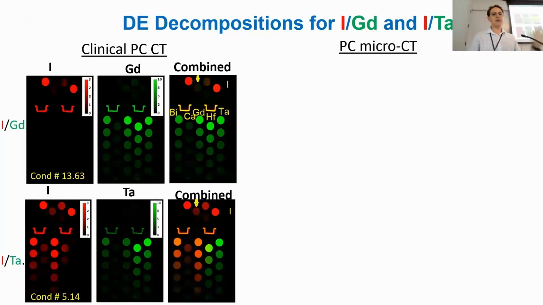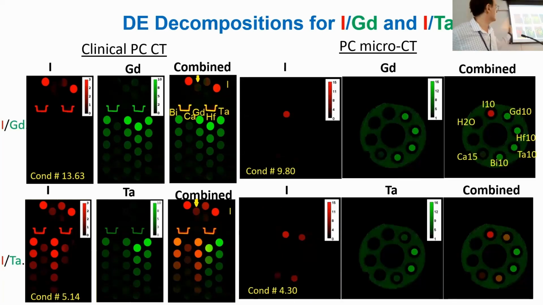Now, we tried the other combinations: iodine-gadolinium and iodine-tantalum. On observation here, if you look at the tantalum and the iodine, there is a yellow arrow there. You can see in the iodine-tantalum that you decompose the lower concentration of iodine better than in the case when you decompose with gadolinium, which would argue that if you had to choose another element, tantalum or hafnium would be much better than gadolinium in this kind of combined study. And the same thing on the preclinical side.